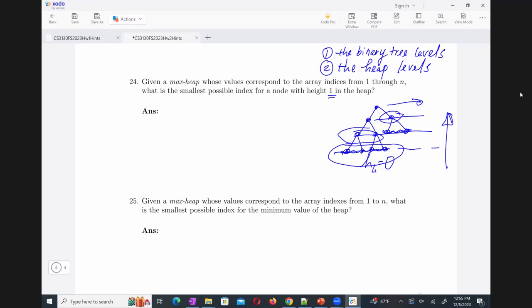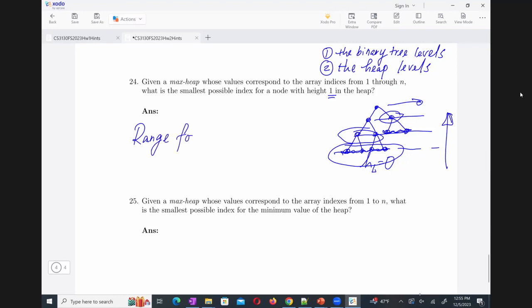So, yeah. Different from the binary tree levels. So that is one, first point. Do not get that confusion. Second, to answer this question, you need to know the range.